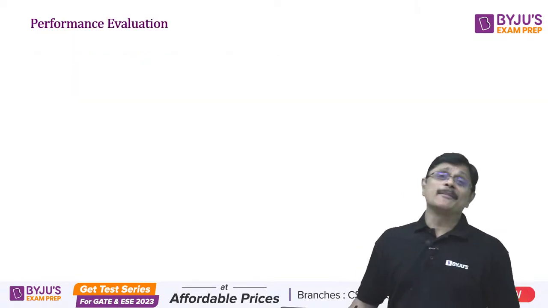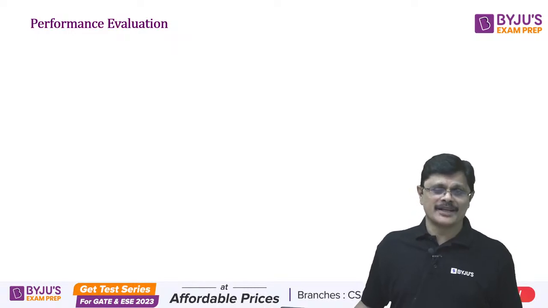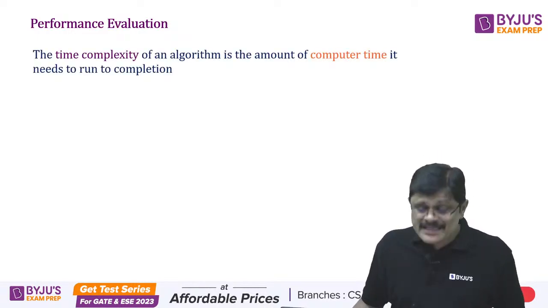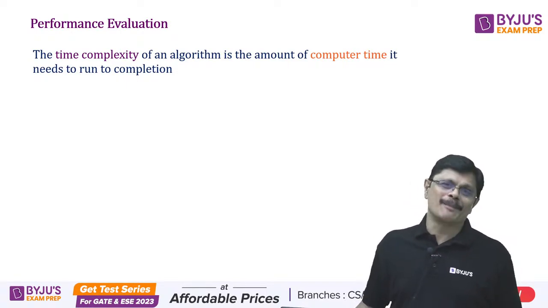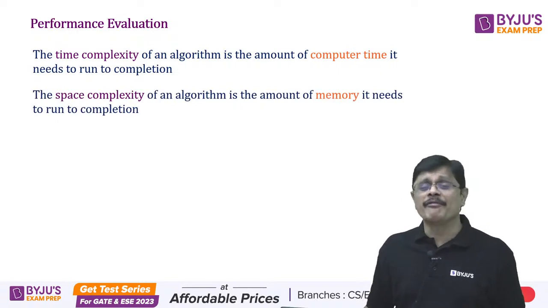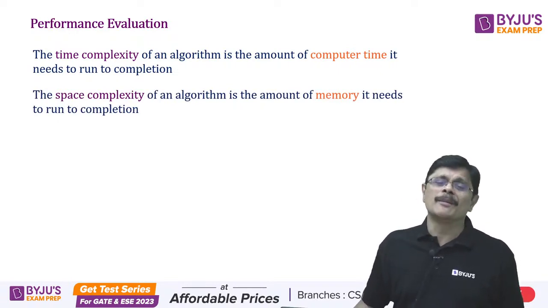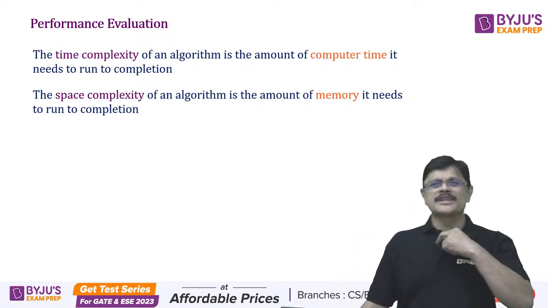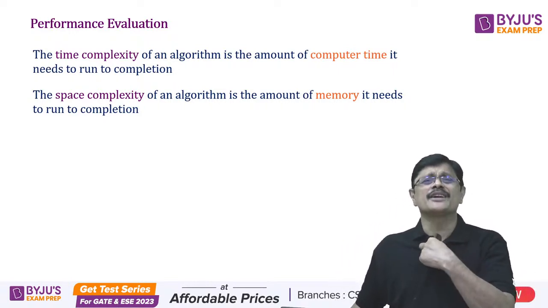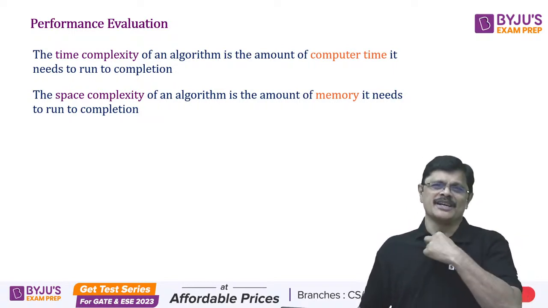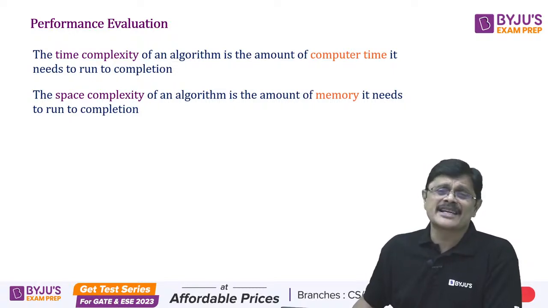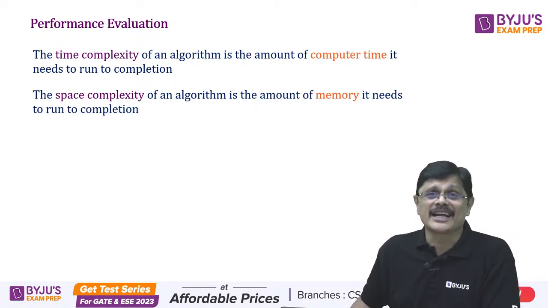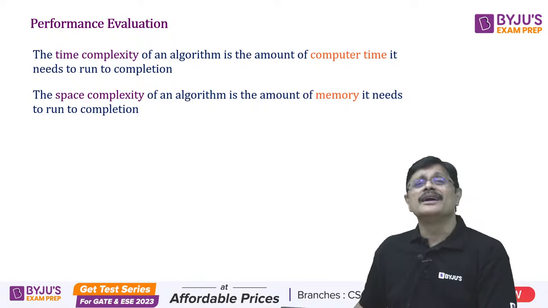Now comes time complexity, which we call performance evaluation. The time complexity of an algorithm is the amount of computing time or processing time taken by an algorithm to run to completion, whereas space complexity is the amount of memory taken by an algorithm to run to completion. Most of the time we talk about time complexity because there are many more articles and results based on time complexity than space complexity. One more reason is that space can be reused or extended, but that is not possible with time. Because of that, most of the time we talk about time complexity only.